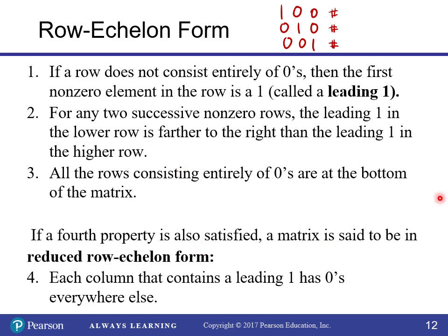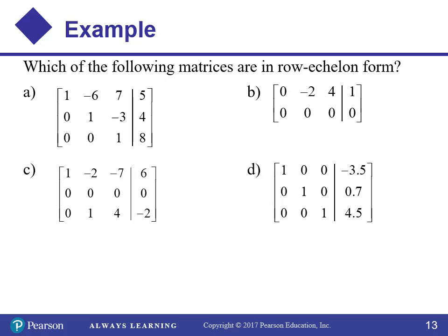So let's look at this next example. Okay, these are asking us which one of these is in row echelon form. So what you're looking for again is that diagonal with the ones. If I look at A, it has the diagonal of ones, and the second thing you look for is everything underneath that diagonal being zeros. So yes, A is in row echelon form. If I look at B, I don't have any ones. So no, that one is not in row echelon form.